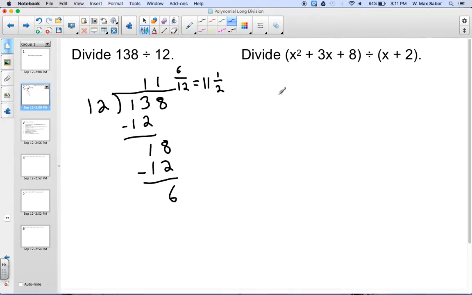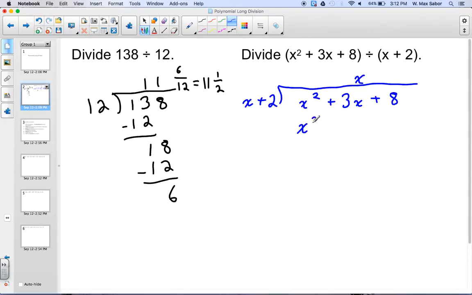If we do this with polynomial division, we'll do the exact same thing. We'll write out our dividend and our divisor. And we want to do the same thing, just like we were saying, how many times does 12 go into 13? How many times does x plus 2 go into x squared plus 3x? Really focus on how many times the x goes into the x squared. Well, it goes in x times. X times x gives us x squared, and x times 2 gives us 2x.